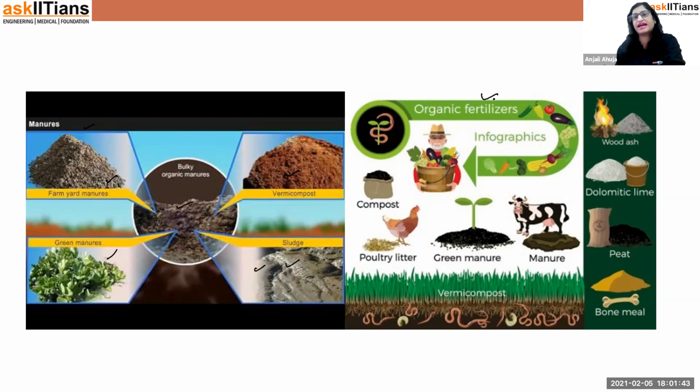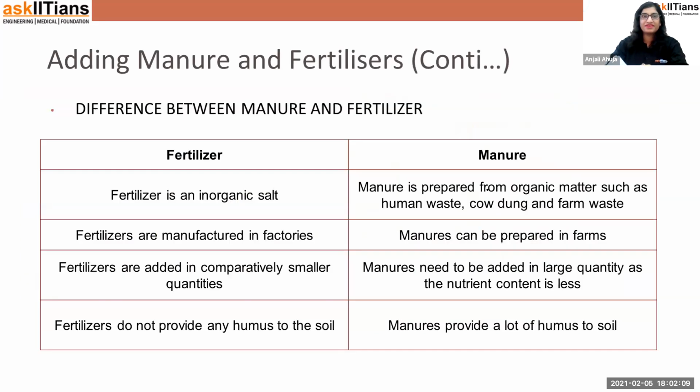Now organic fertilizer. Actually fertilizers are of different types. Fertilizer is lab made but organic. You see, compost, poultry litter, green manure, peat, bone meal, dolomitic lime, wood ash. So these are fertilizers, but they are the organic ones. They provide nutrients. Now guys, we are going to talk about the fertilizer and we will also be seeing the differences between manure and fertilizer.